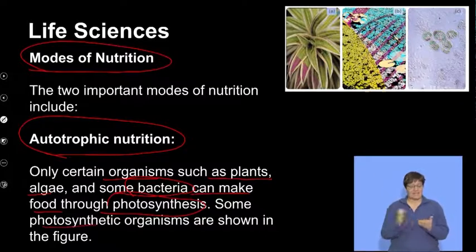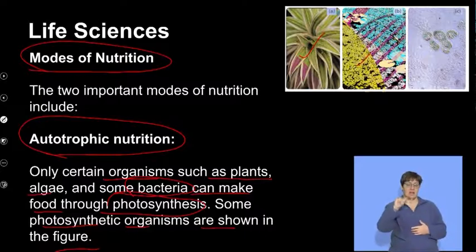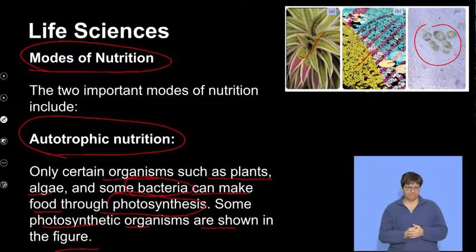Some photosynthetic organisms are shown in this figure. Here we've got plants, and we know that they are autotrophs. We also see some algae, and we see obviously some bacteria that have the ability to photosynthesize. And so these organisms have a different mode of nutrition called an autotrophic mode, essentially being able to produce their own food.